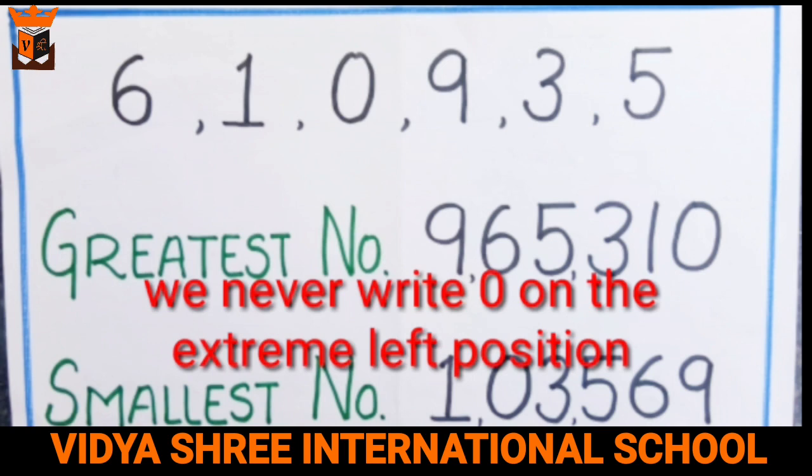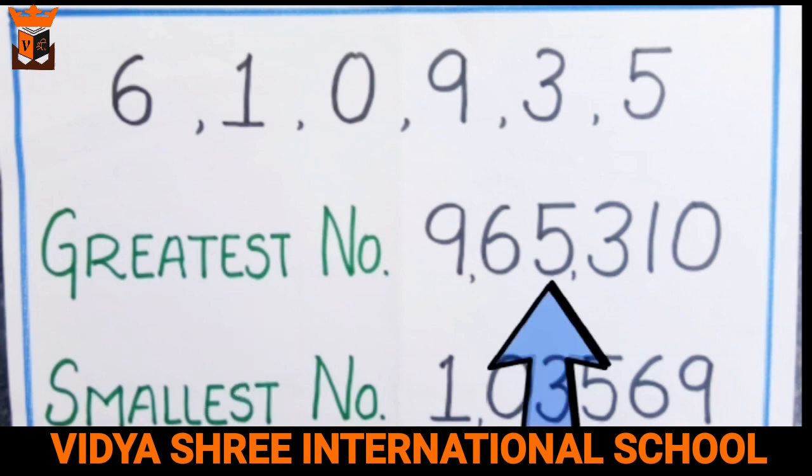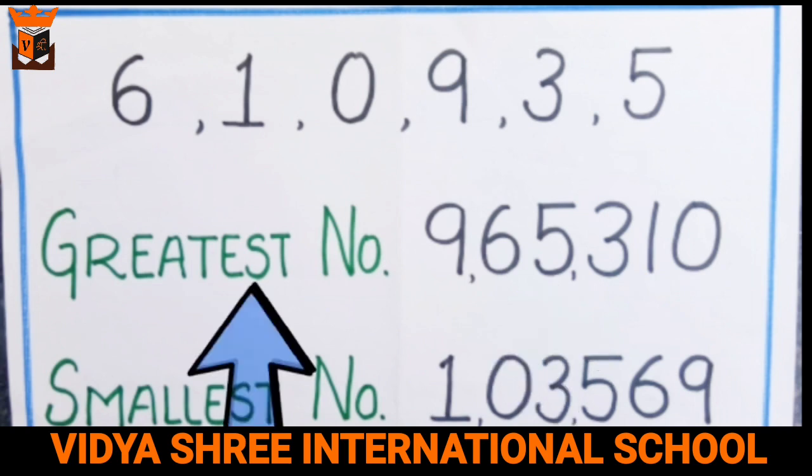Let us write the greatest number with the given digits. After arranging the given digits in the descending order, we will get 965,310, which is 9,65,310, which is the greatest number.